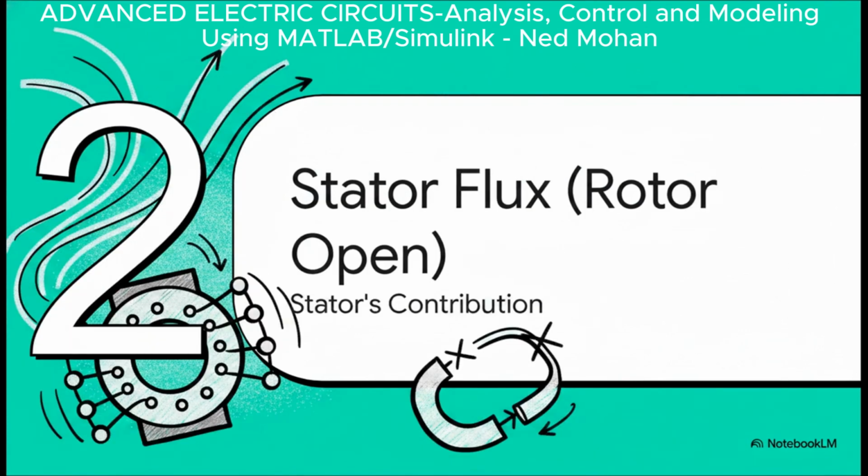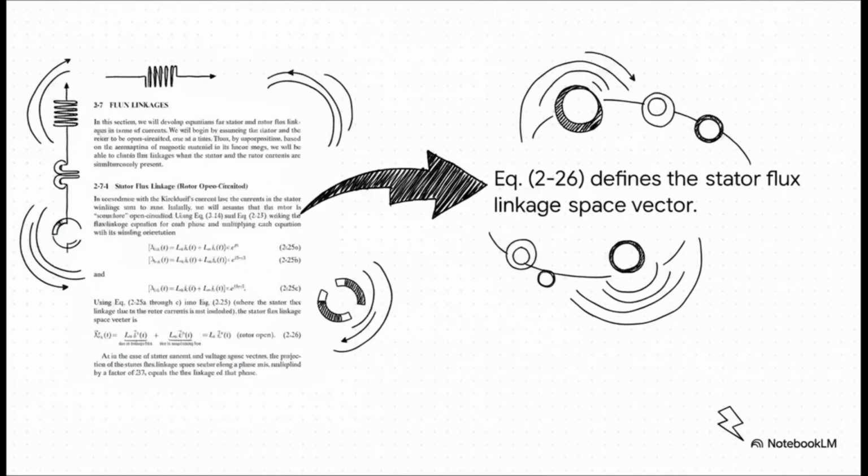Okay, for our first building block, let's imagine a really simple scenario. We're going to pretend the rotor is completely disconnected. It's open-circuited. That means zero current can flow in the rotor windings. It's just sitting there. Why do this? Because it allows us to focus only on the magnetic field that's being produced by the stator currents with no interference from the rotor. This leads us right to our first major equation for the day. This expression here defines what we call the stator flux linkage space vector. We call it lambda s, for this specific case where the rotor is open.